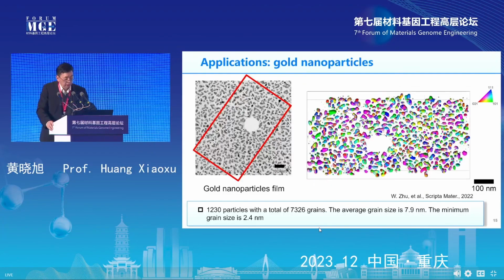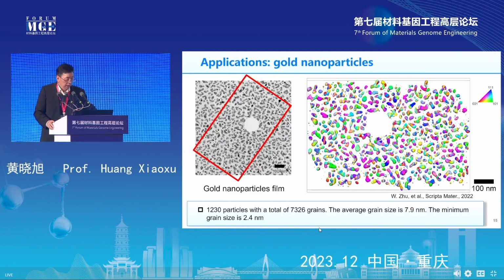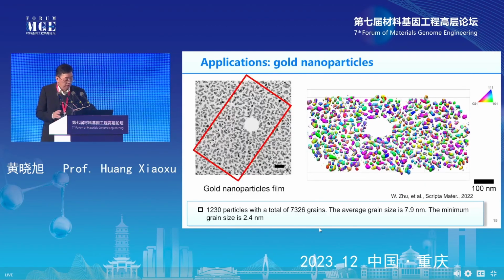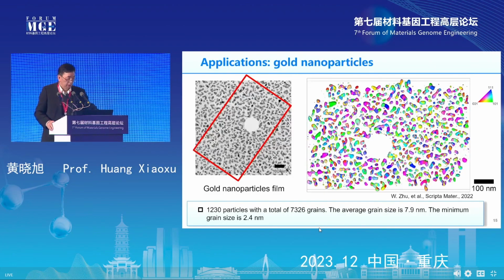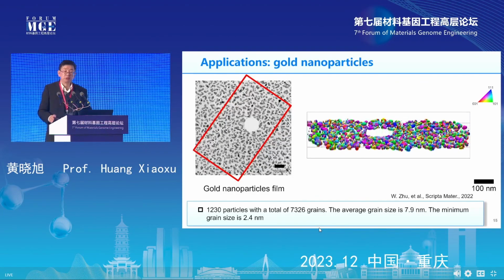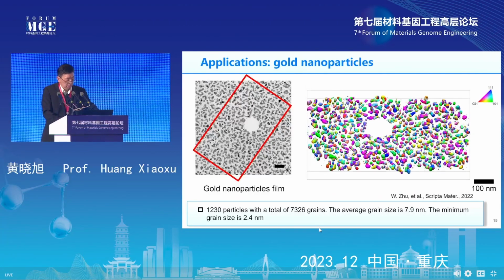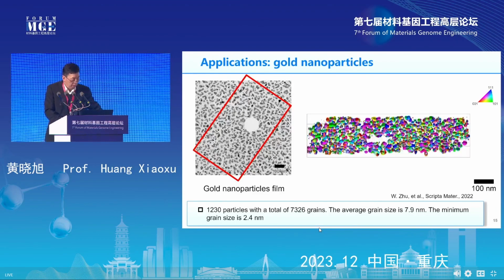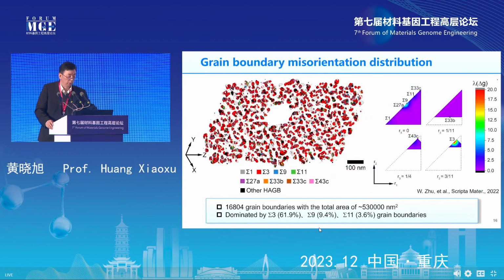Here are a couple of examples. Again, there are gold nanoparticles deposited on a carbon film. In this volume, we have more than 7,000 grains, which are either isolated grains or several grains from one gold particle island. In this case, the average grain size is about 8 nanometers, and the smallest we can see was 2.5 nanometers.